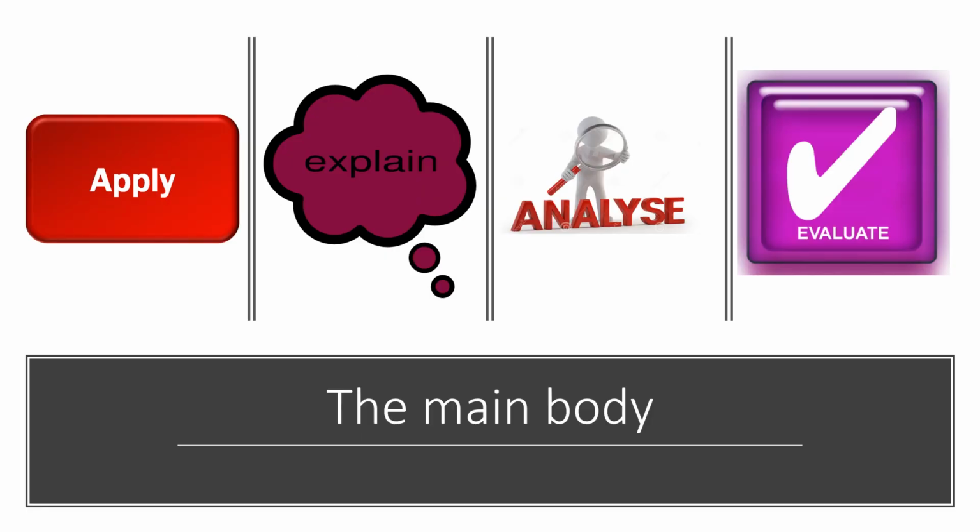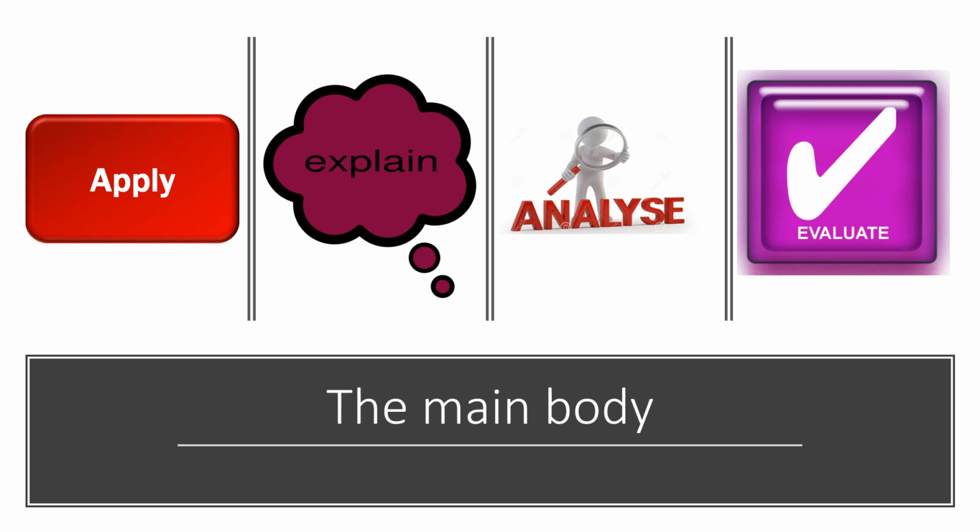So, moving on to the main body. Lots of different teachers teach you different things in terms of structure. Some use PEEL, some use PETAL, some use PERK. Me, I've got my own version, which I call AEAE. It's quite easy to remember because you want to get an A, not an E. So: apply, explain, analyze, evaluate. I'm going to show you this as we go through the essay.